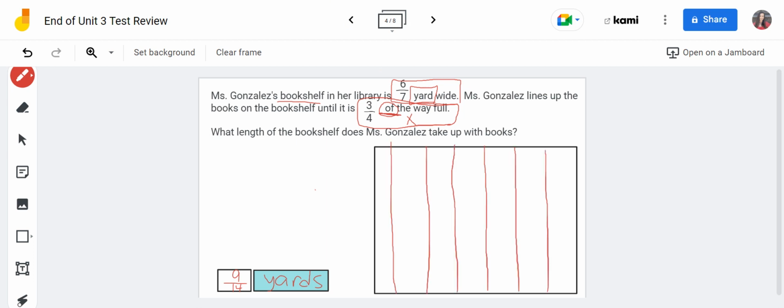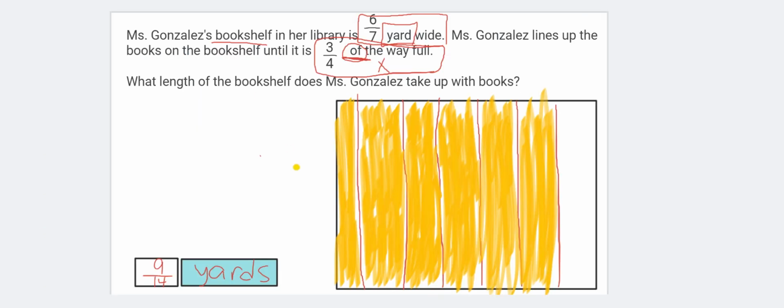So as you can see here, I'm starting with 6/7. So I've split it into 1, 2, 3, 4, 5, 6, 7 pieces. And how many am I going to color in? You're right, I would color in 6. Okay, so as you can see here, I have 1, 2, 3, 4, 5, 6 pieces shaded out of 7. So this represents how many books are actually stacked in the bookshelf. So these represent all the books, and this represents the empty space.